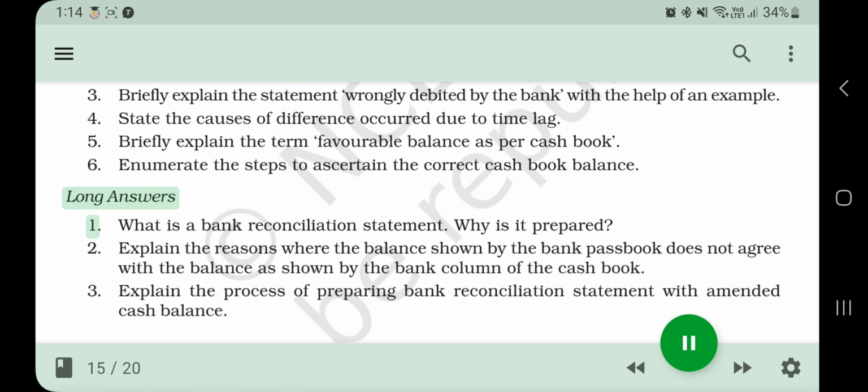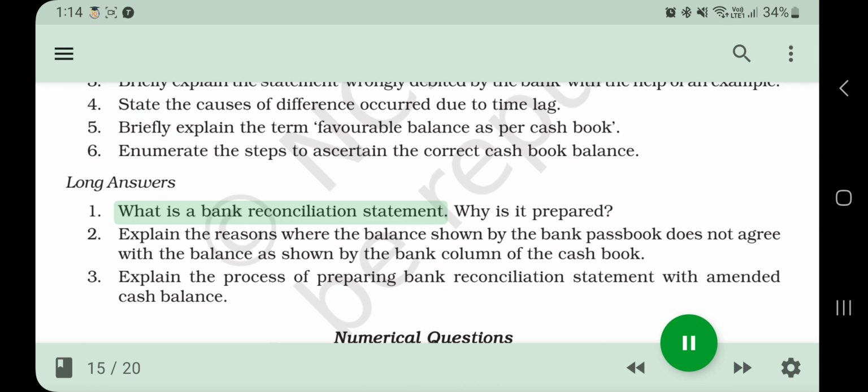Long answers. 1. What is a bank reconciliation statement? Why is it prepared?